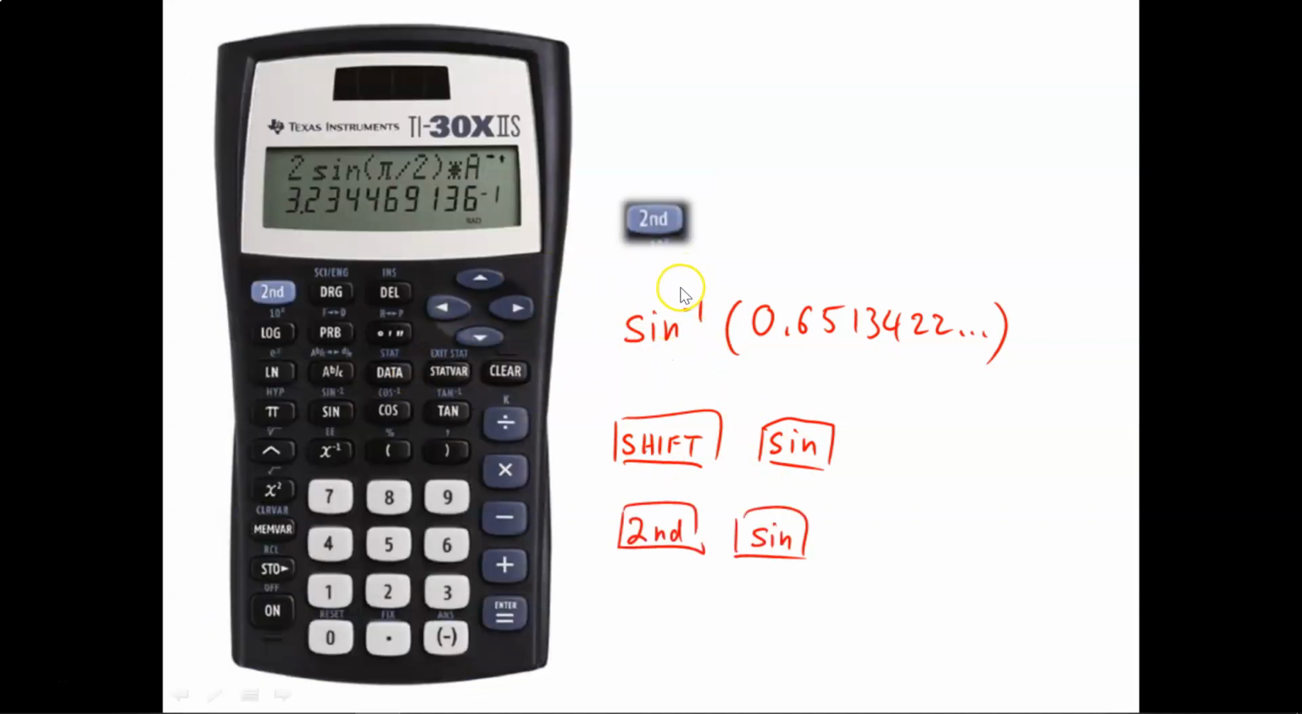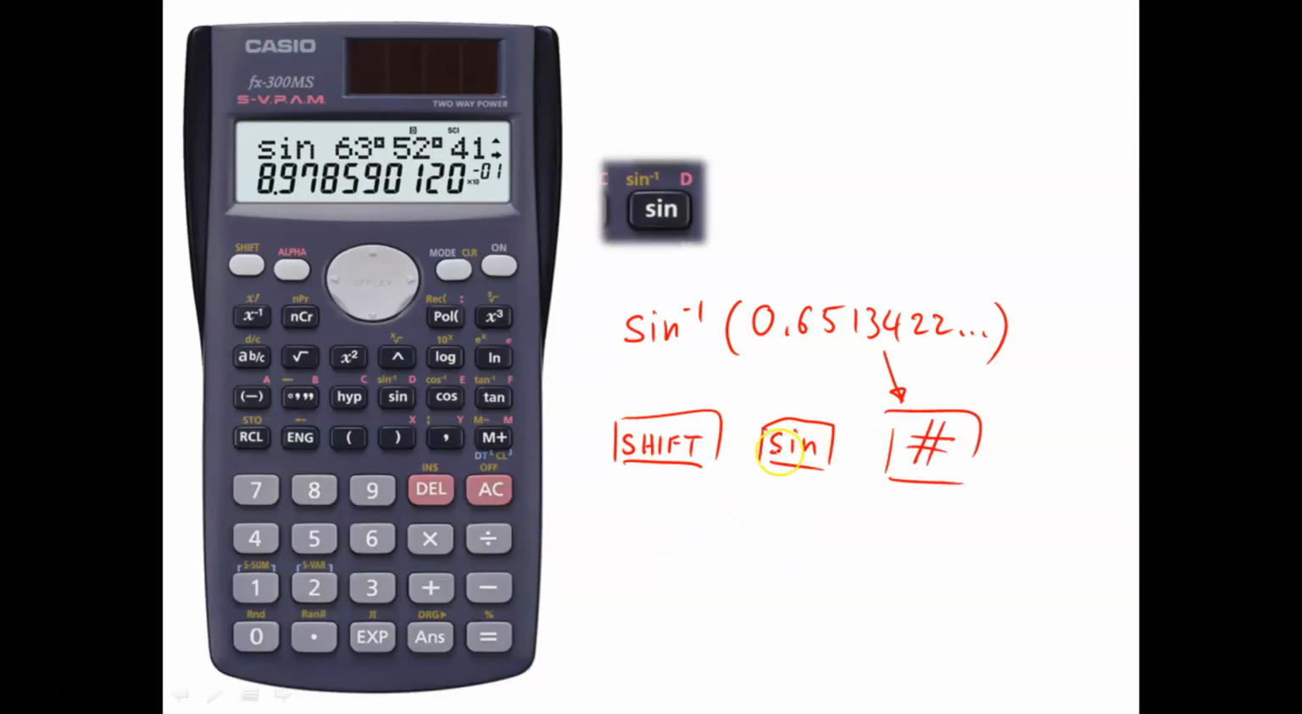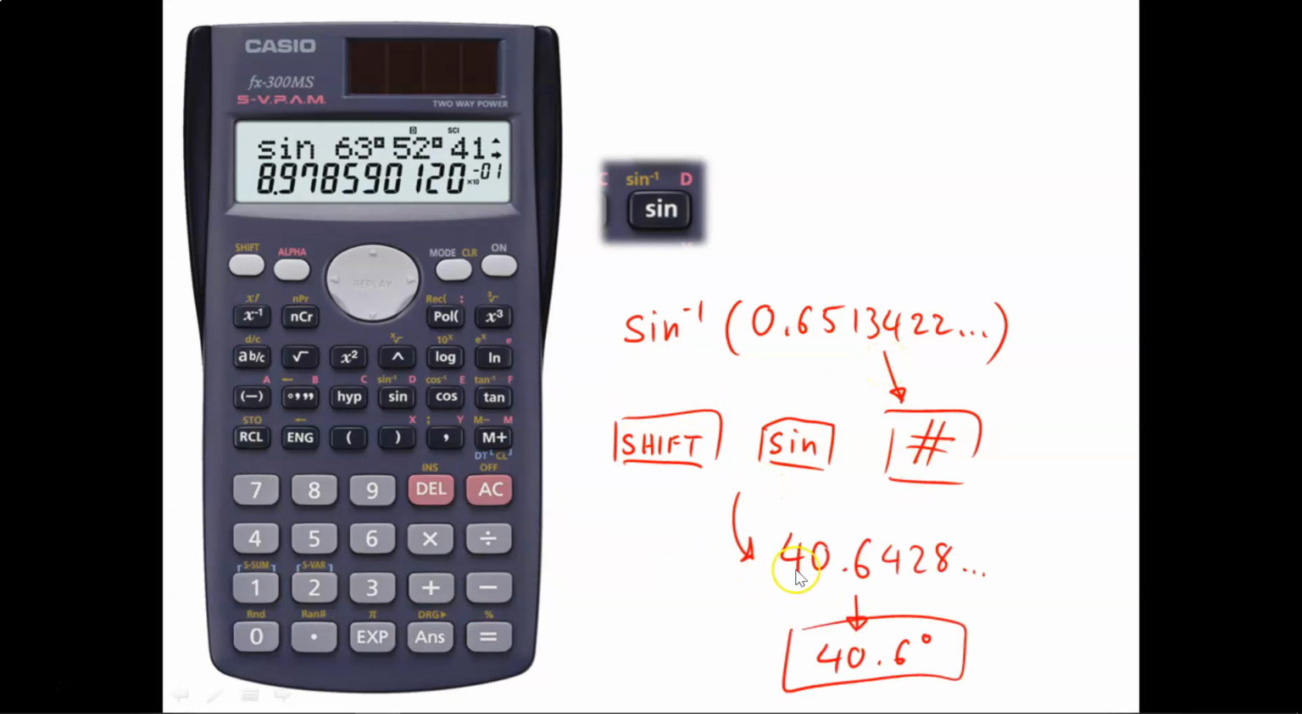Now be aware, different brands of calculators, like for instance a Texas Instrument, won't call it shift, they'll call it second instead. But it serves the same function. So just click second, click on the sine button, and it's the same thing as saying shift and sine. Then type in your number and press the equal sign, and you'll get the answer 40.6428... But usually we round to just one decimal place, so 40.6 is good enough.